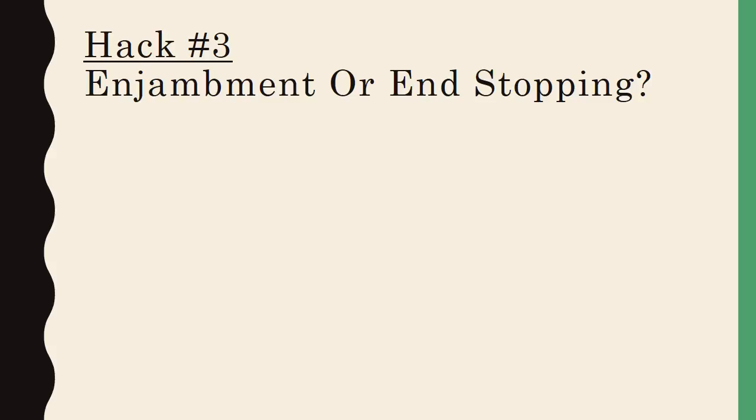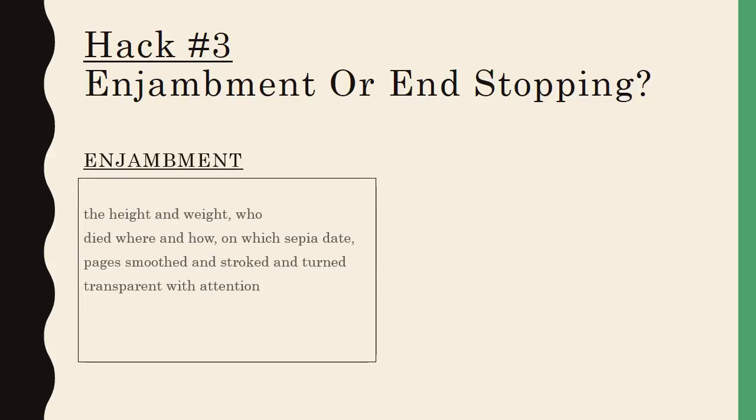Hack number 3. When you're looking at the poem, can you figure out whether enjambment has been used or end stopping has been used by the poet? So this is an example of enjambment. Enjambment is where a phrase or a sentence runs over into the next stanza or into the next line, and typically it doesn't have punctuation at the end of each line.